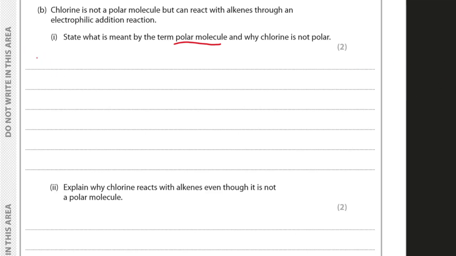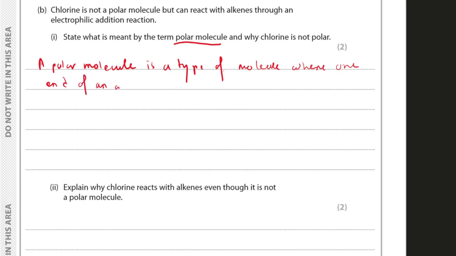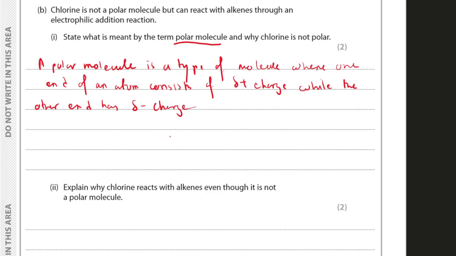So we can say a polar molecule is a type where one end of an atom consists of a partially positive charge while the other end has a partially negative charge.